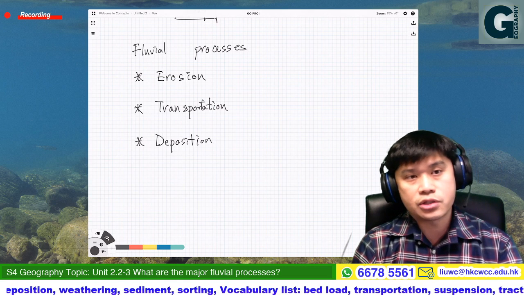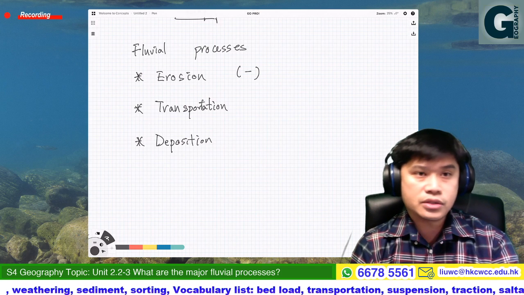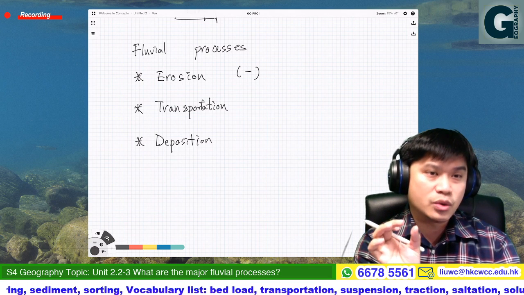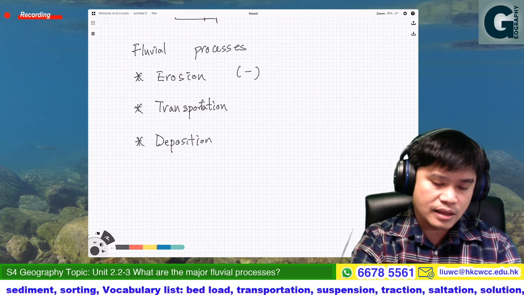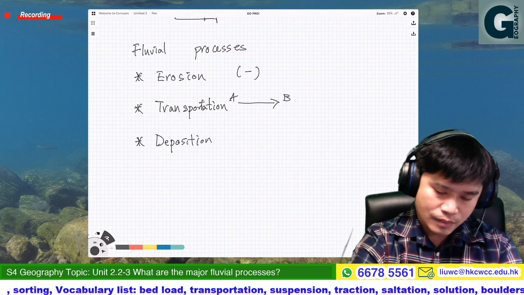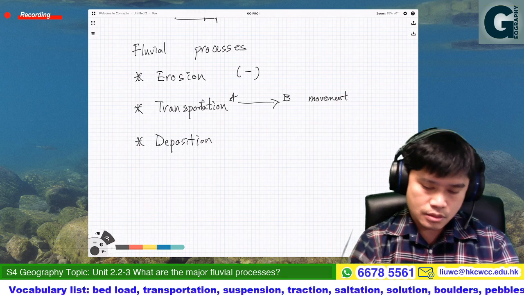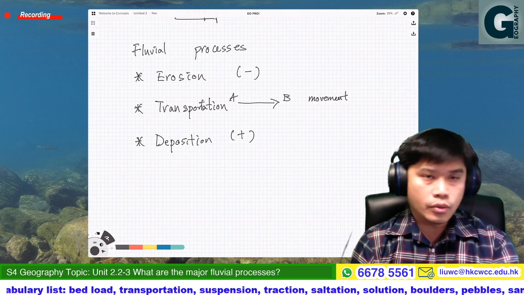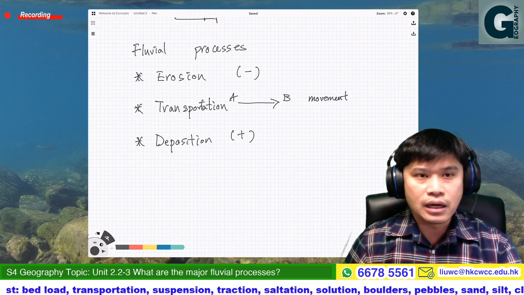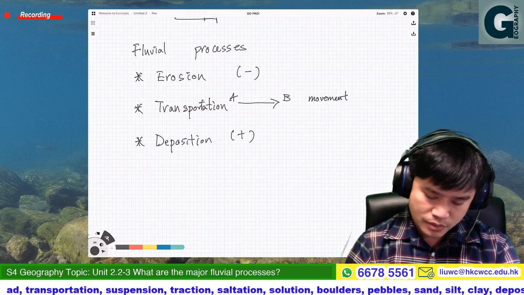So what is the relationship between these three fluvial processes? Erosion is like a minus process: the size of the rock reduces, and the material is carried away from place A to place B, so that is like a movement. And at last, deposition means the load will drop and stay in a certain place. So it should be like a plus. We call it deposition.